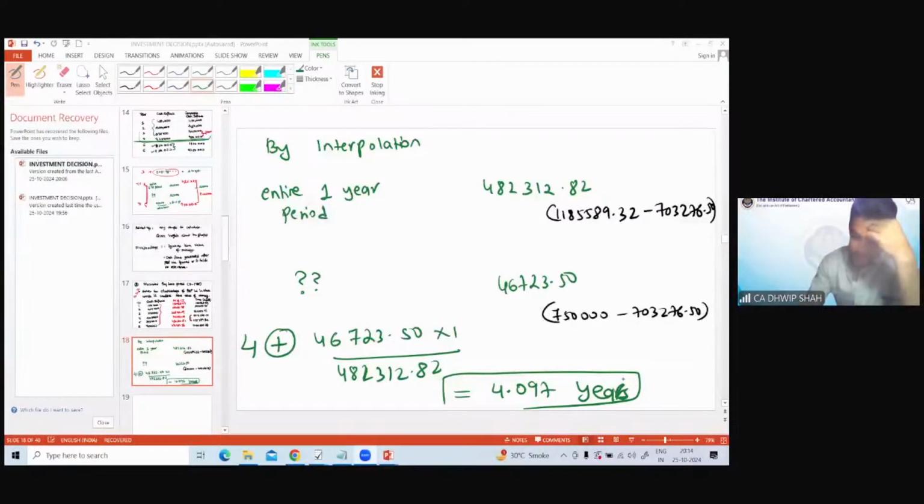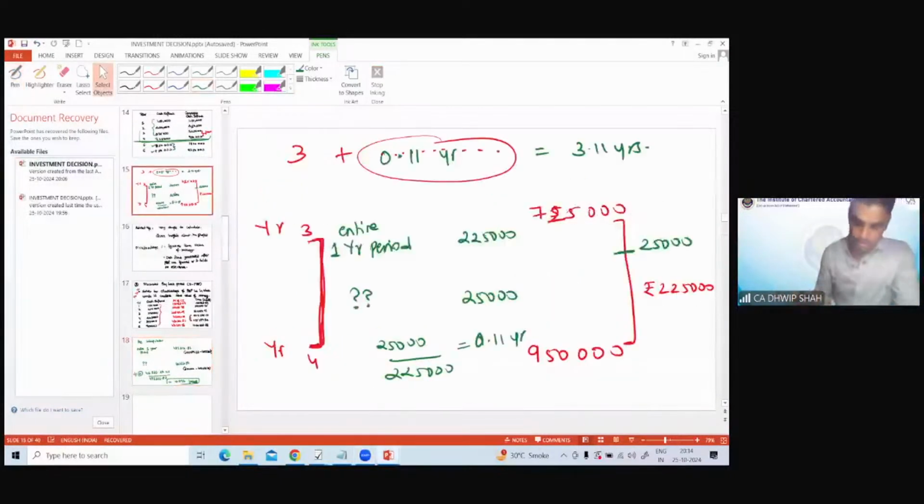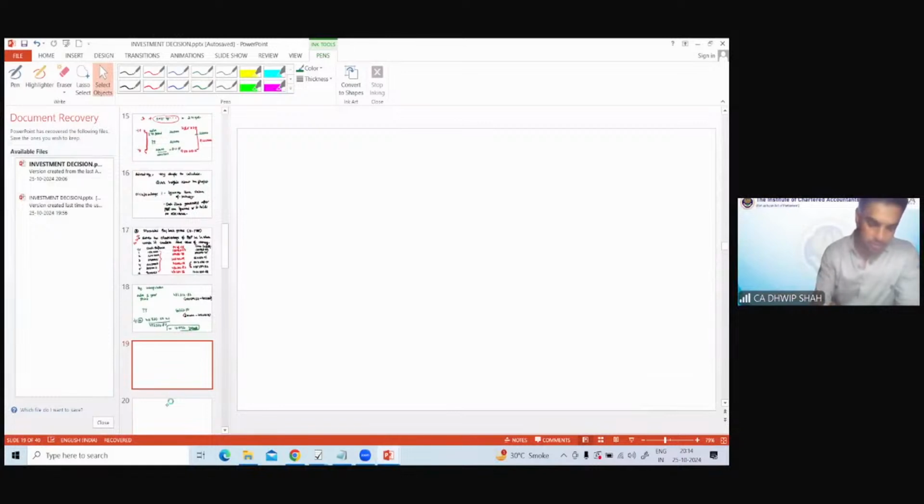Please explain. Didn't get what? Didn't get the calculation. Okay, I just used the interpolation that I did over here. Let me explain once again. It is for sure that my 7,50,000 is getting recovered between year 4 and year 5. This is certain.